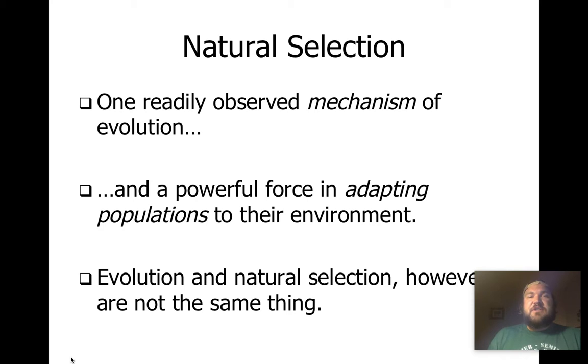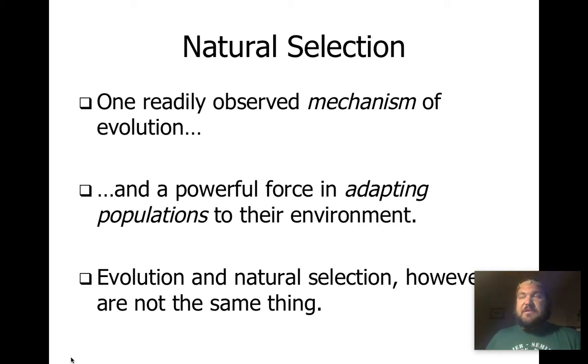And natural selection is one readily observed mechanism of evolution. What do I mean by readily observed? When you look at the features of most organisms and you ask, why does it look the way that it does? Your default answer should likely be natural selection. It is an incredibly powerful force in adapting populations to their environment. And that word adapting has a colloquial definition that we're all familiar with, but it has a very specific definition in evolutionary biology that we'll talk about.